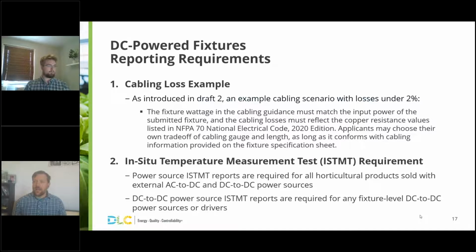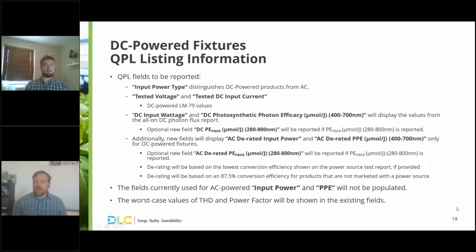Okay, I have a last slide here on the listing information. These are similar fields, and a few of them have been renamed, but there are no major changes here from the last draft. The input power type distinguishes the DC power products from AC, and then we list the voltage and input current, wattage, and PPE values.